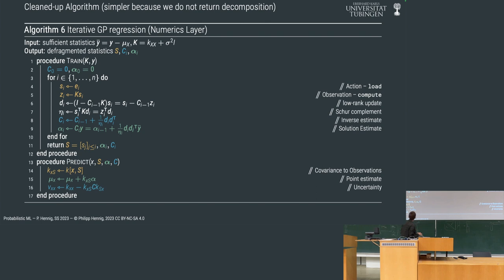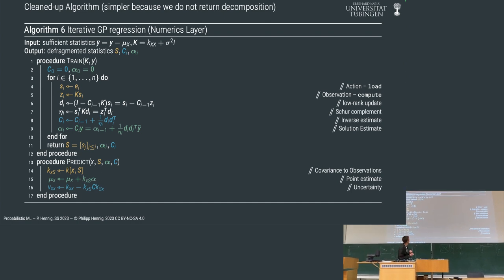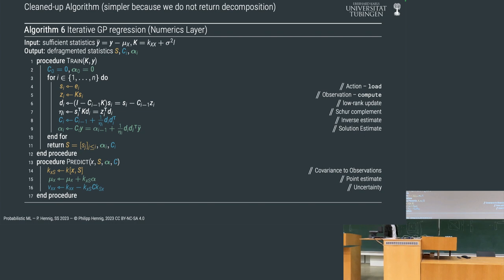And then we construct, in line 6, this vector d_i, which is given by either of these expressions. So the left-hand side is kind of what we want conceptually, and the right-hand side is what we actually compute, because we already have z_i, K times s_i, so we can save ourselves some time. Now we have s_i minus the current estimate of the inverse times z_i. And then we compute a scalar, eta_i. This scalar we've now identified as this Schur complement. That's the m part in Schur's notation for the inverse of an updated matrix. And then we update the two estimates, C_i and alpha_i.